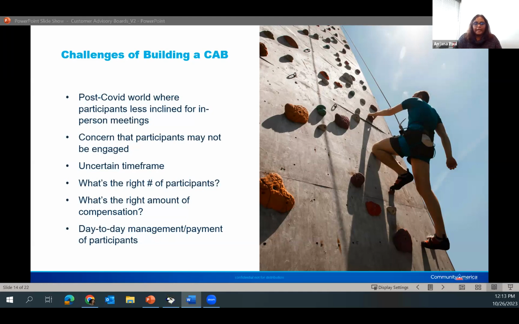We didn't really know the time frame of how long this project was going to last. We had a tentative idea, but we couldn't nail down at the time how long it would be before we launched. Then we had questions about how many participants we should start with, and what's the right amount to compensate these participants for participating. And then there's also the question of who's going to manage the day-to-day and pay these participants.